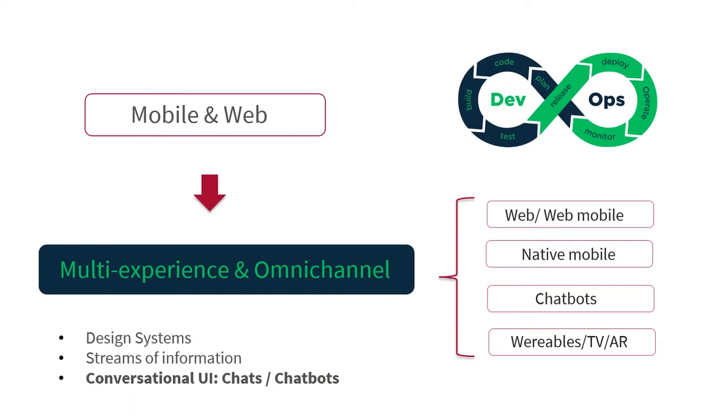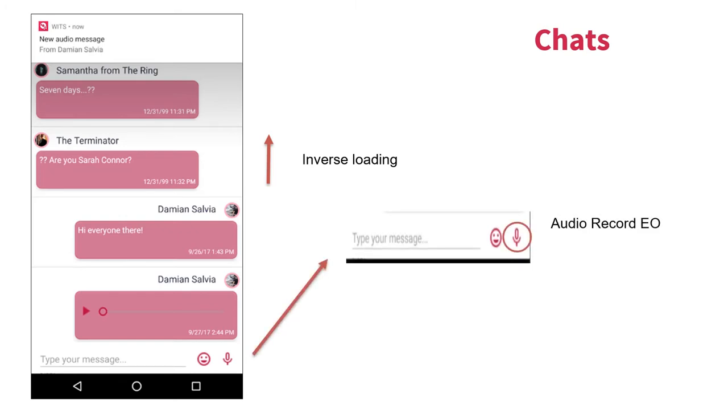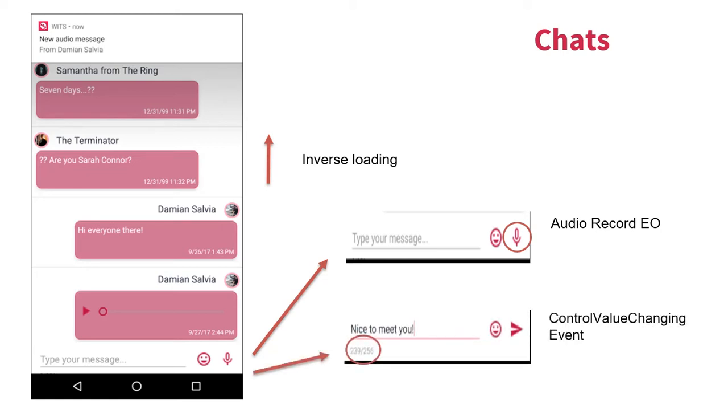Now we'll see the next point, the features to implement simple chats and the facilities to implement chatbots. To implement a simple chat, we have inverse loading, which is a grid property that allows you to view the latest information from the bottom up. Audio record, an external object that allows you to record an audio. Control value changing is an event that lets you know if the user has changed the value of an editable field, like a numeric or character. In this example, it can be used to count the characters of the message to be sent.